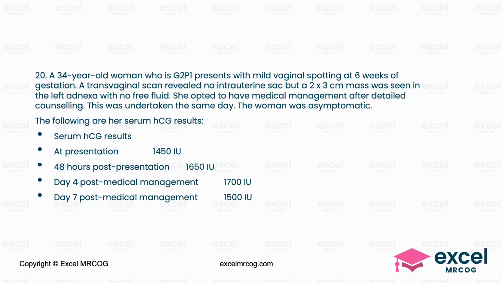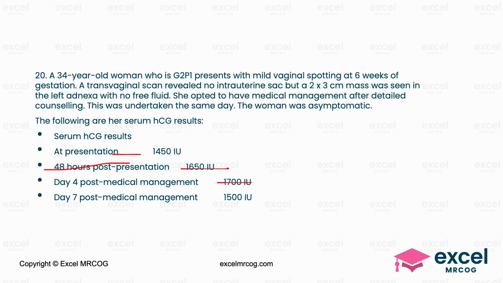In this case, a 34-year-old woman who is G2P1 presents with mild vaginal spotting at 6 weeks of gestation. A transvaginal scan revealed no intrauterine sac, but a 2 to 3 centimeter mass was seen in the left adnexa with no free fluid. She opted to have medical management after detailed counseling, and this was undertaken the same day. The woman was asymptomatic. Her beta-HCG to begin with was 1450. Now, this was an inhomogeneous mass, right? So it was repeated after 48 hours to make sure, 1650. Here it was decided to give her injection methotrexate.